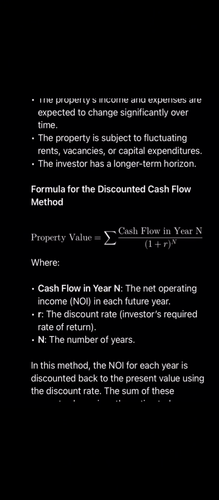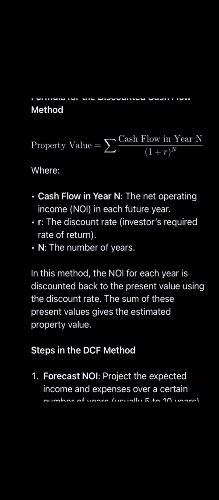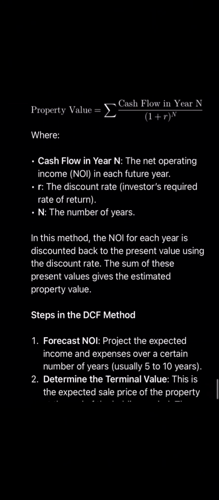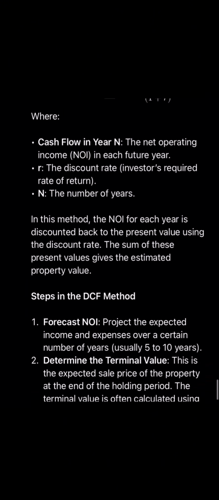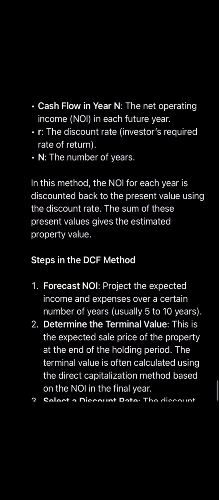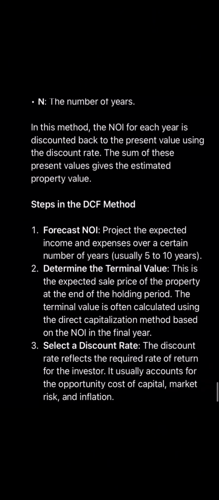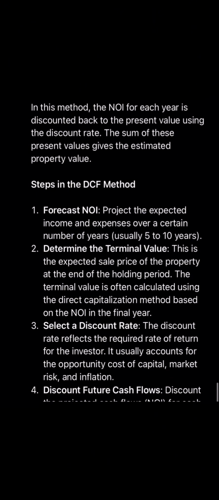Formula for the discounted cash flow method. Property Value = Σ Cash Flow in Year N / (1 + r)^N, where cash flow in year N is the net operating income, NOI, in each future year; r is the discount rate, the investor's required rate of return; and N is the number of years. In this method, the NOI for each year is discounted back to the present value using the discount rate. The sum of these present values gives the estimated property value.